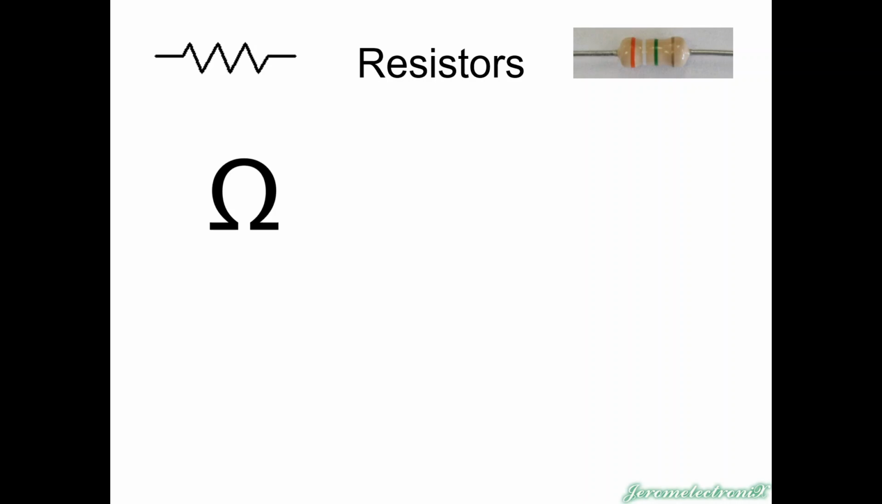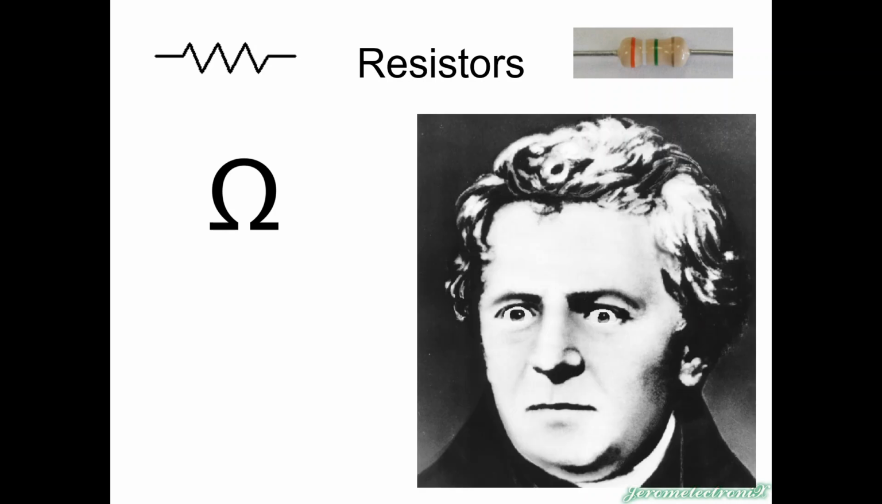The reason it's measured in units of ohms is because of this guy. His name is George Ohm. And the symbol for it is the Greek letter omega, which is so similar to ohm. Since resistance was named after George Ohm, it was just natural to use the omega symbol to represent ohms of resistance.